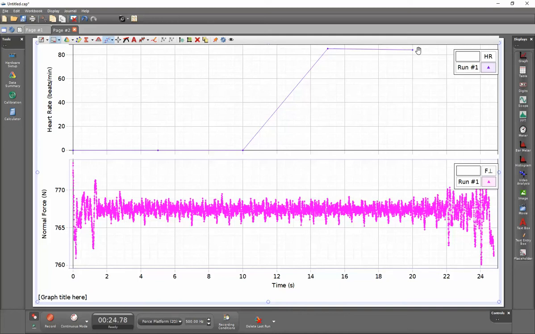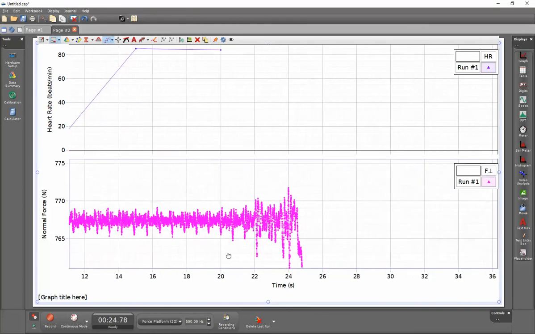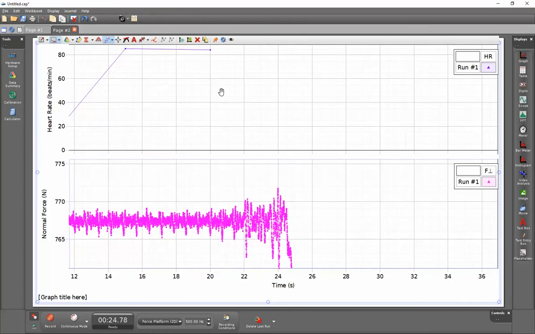Now remember, the heart rate that's determined by the hand grip heart rate sensor is averaged over 5 seconds. The sampling rate on the force platform is much faster so that we can see these transients and determine when the blood is actually flowing through that aortic arch. So I'm going to go ahead and translate this over so that we can expand the graph in the area of this last data point.